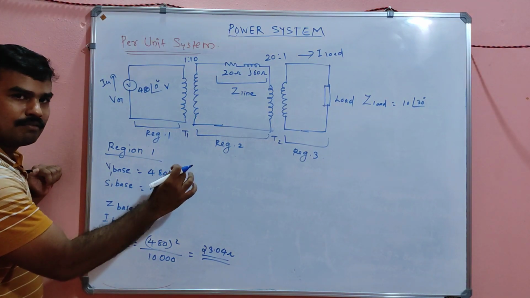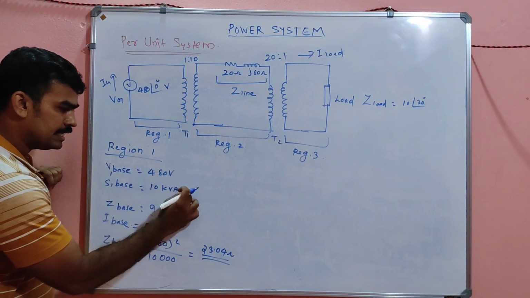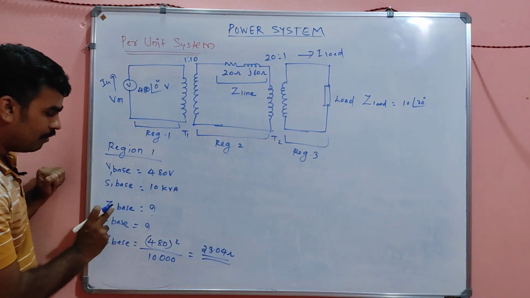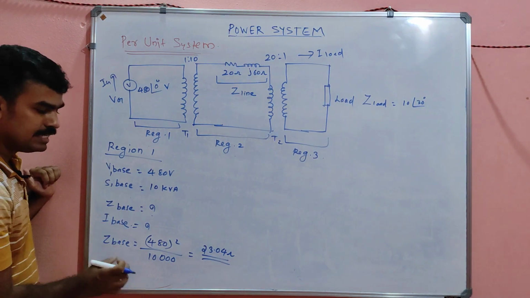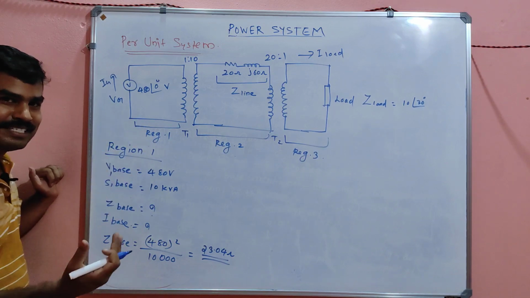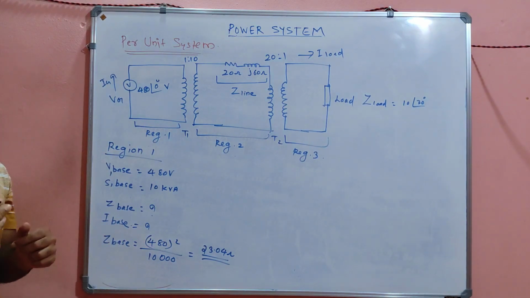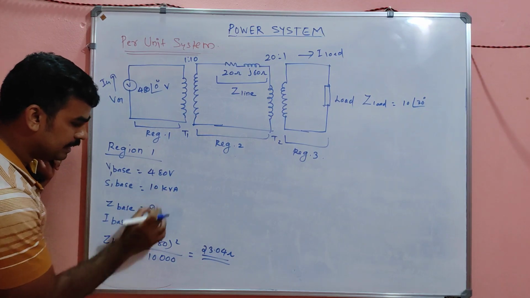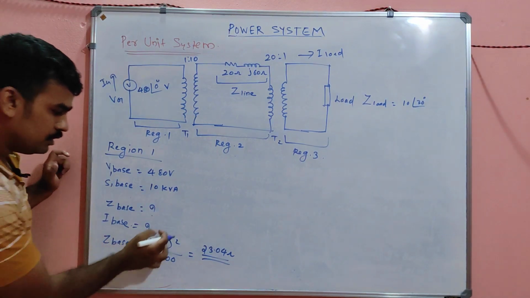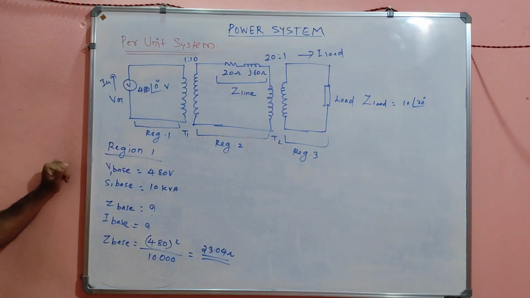V base and S base are already in the question. You have to calculate I base and Z base. Z base: power P is equal to V square by Z, so Z will be V square by S. So 480 square divided by S, which is 10 kVA, so 10,000. If you solve this, you will get 23.04.